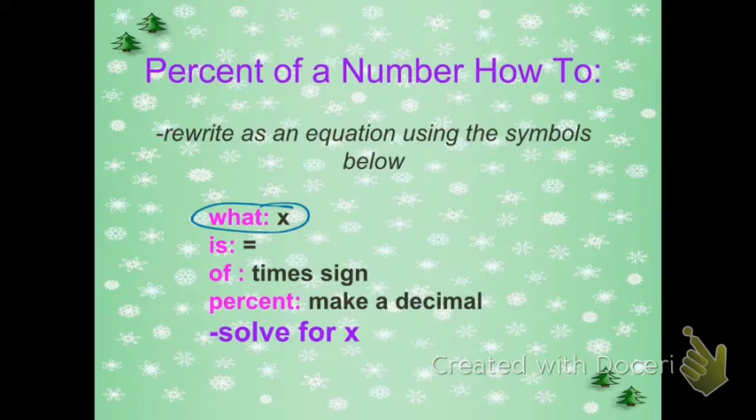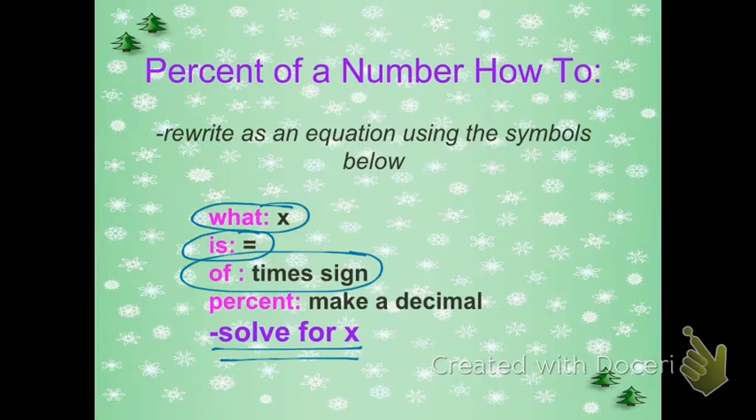When you see the word is, what are you going to put? Equal sign. When you see the word of, what are you going to put? Times sign. And you're going to make all percents into decimals. Then you're going to solve for X, just like we did in algebra. Okay? Now let me show you exactly what this is going to look like.